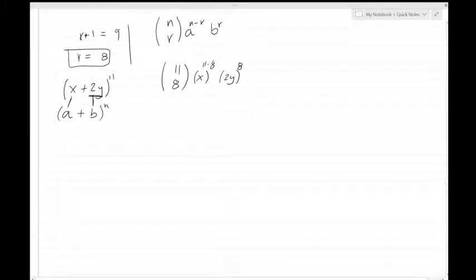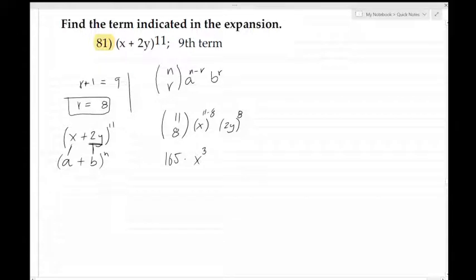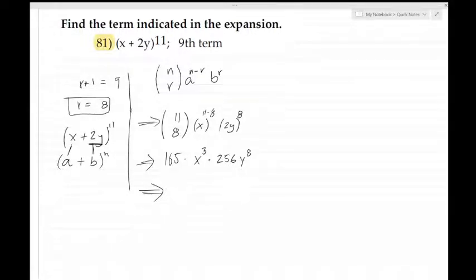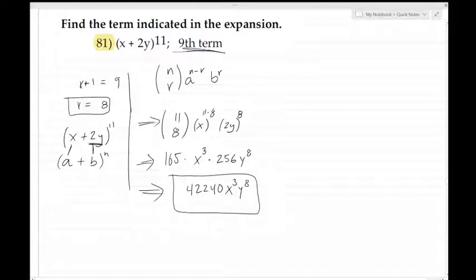So let's figure out 11 choose 8, and it comes out to be 165 times x to the 3rd power times 2 to the 8th power, which is 256, and then y to the 8th power. So next we have 165 times 256, which comes out to be 42,240 x to the 3rd y to the 8th, and that will be the 9th term of the expansion in (x plus 2y) to the power 11.